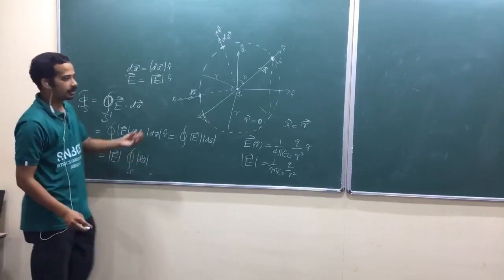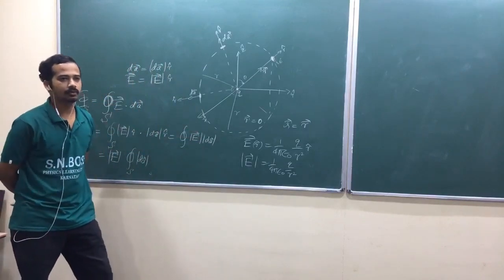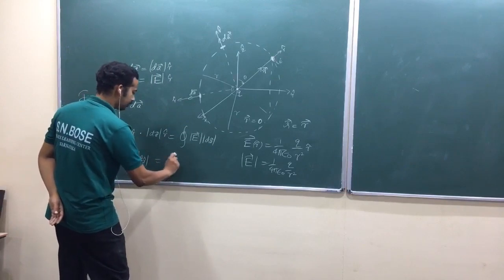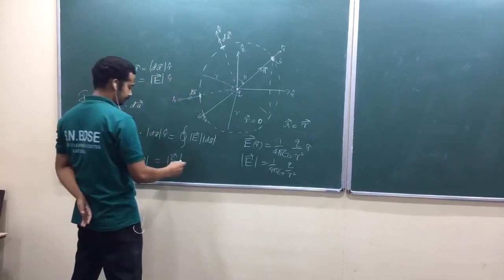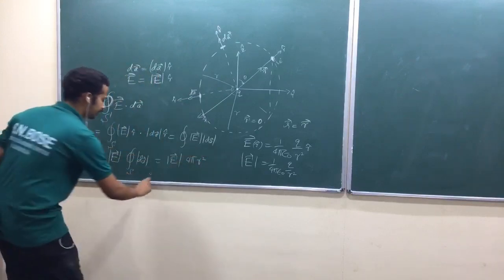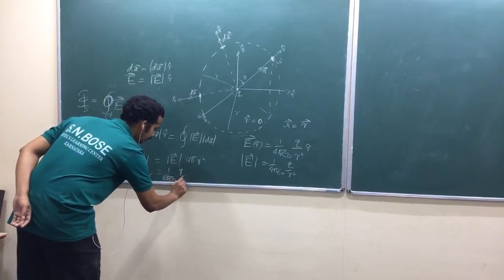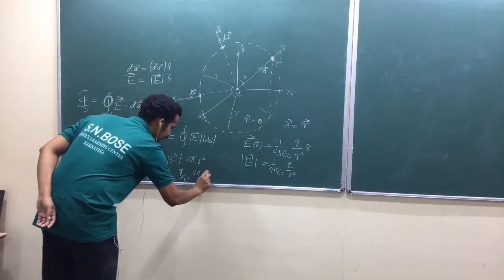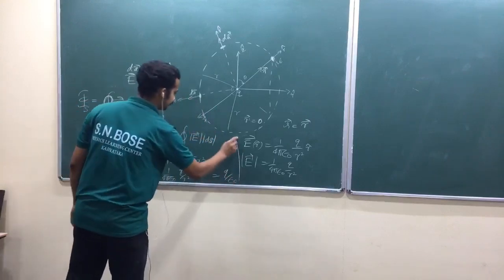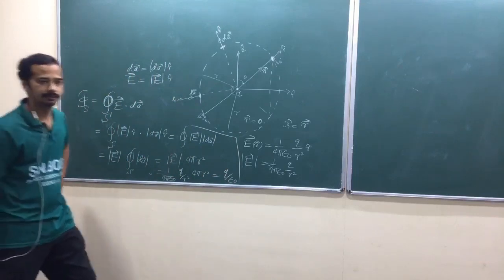That means you have taken small areas and added them throughout the surface. What are you getting? You should get the total surface area. That's it. That's why that's equal to mod E into the total surface area of this surface, 4 pi r square. Just multiply with mod E, what would you get? 1 by 4 pi epsilon naught q by r square, times 4 pi r square, that's equal to q by epsilon naught. What did you prove?